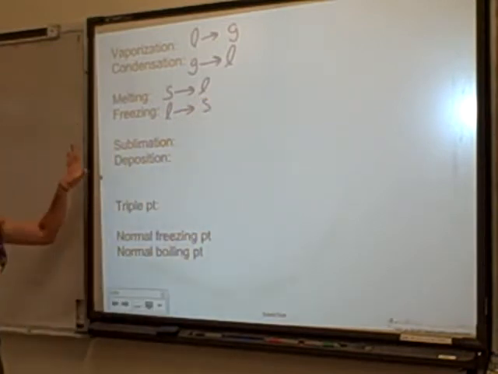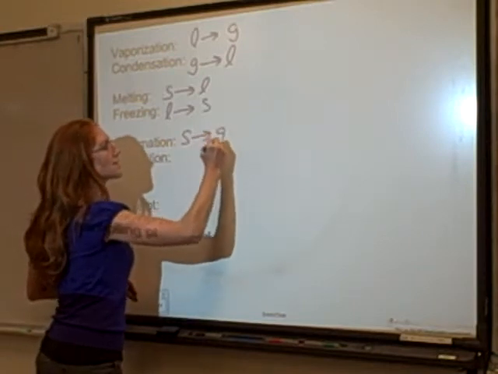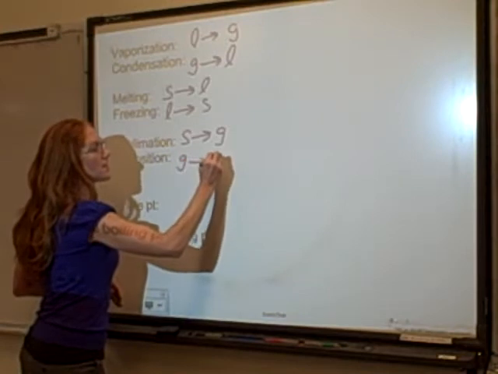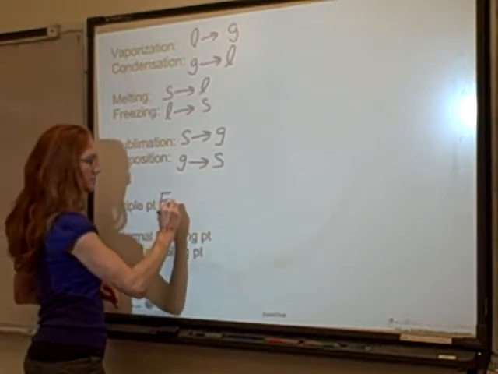We're good with that. These guys are the new ones. Sublimation is when a solid turns into a gas. And deposition is when a gas turns into a solid. Okay. In triple point, that's when you have the equilibrium.